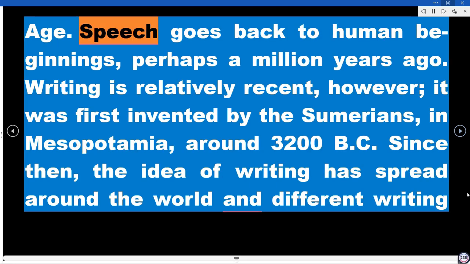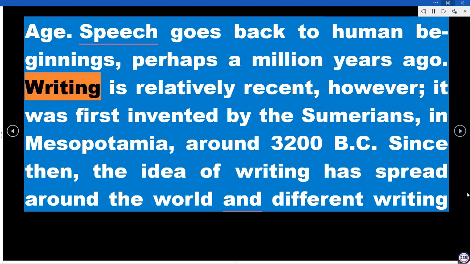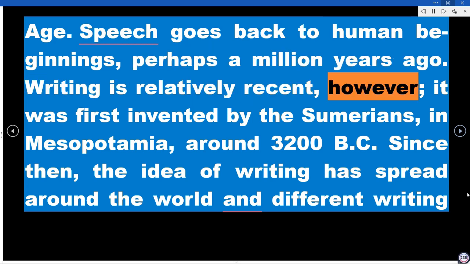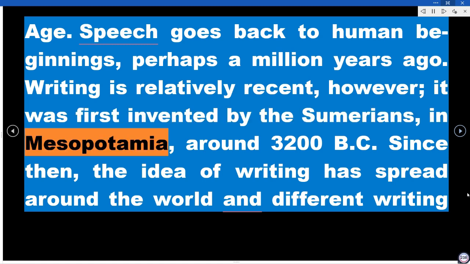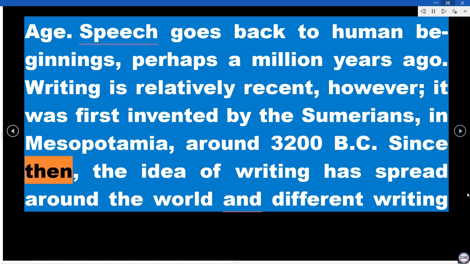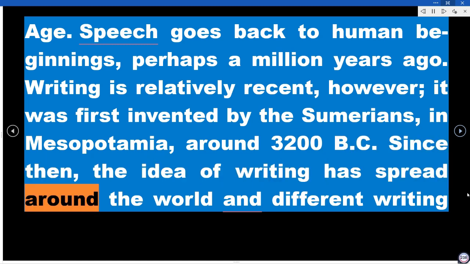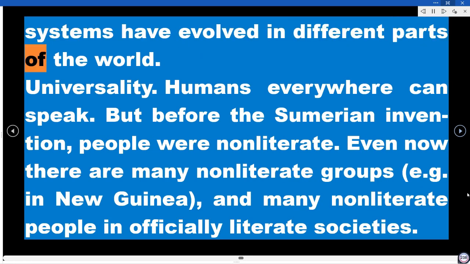Age. Speech goes back to human beginnings, perhaps a million years ago. Writing is relatively recent; it was first invented by the Sumerians, in Mesopotamia, around 3200 BC. Since then, the idea of writing has spread around the world and different writing systems have evolved in different parts of the world.